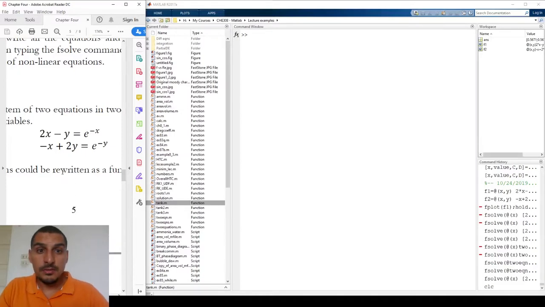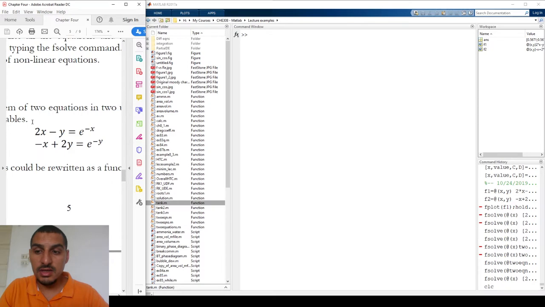Hello everybody. We're still talking about the solution of nonlinear algebraic equations. Last time we saw how we can use fsolve and fzero to solve one equation in one unknown for a nonlinear algebraic equation. So now we will see how to solve a set of equations like these: 2, 3, 4, whatever the number of equations.